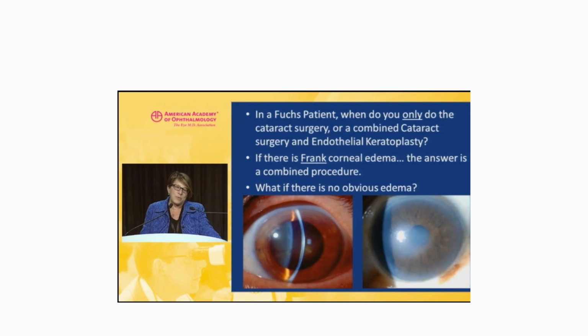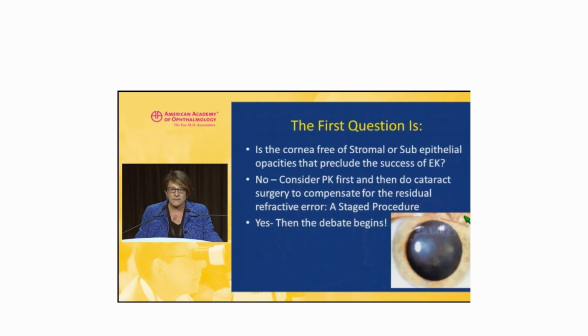So in a Fuchs patient, when do you only do the cataract surgery or a combined cataract surgery and endothelial keratoplasty? If there is, Frank, as in Frank Price, corneal edema, I think we both agree the answer is a combined procedure. But what if there is no obvious edema? The first question is the following. Is the cornea free of stromal or subepithelial opacities that preclude the success of EK?